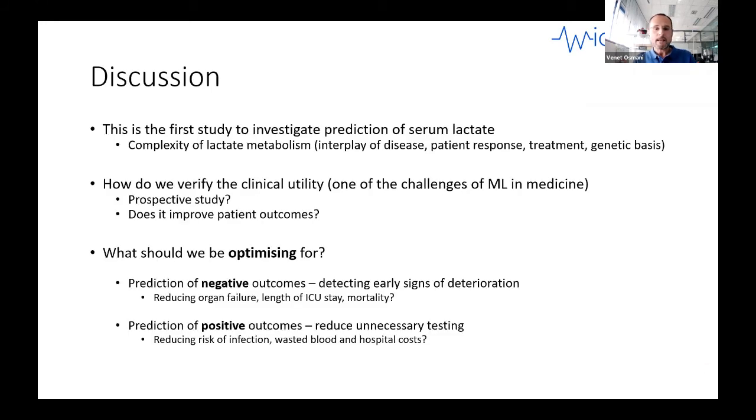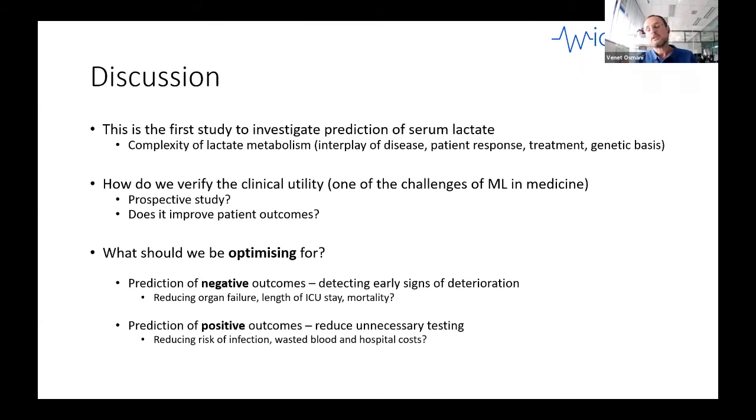Okay, so this is my last slide, and I want to stop a bit more here. This was the first study to actually investigate prediction of serum lactate. I think one of the things this study has shown is how complex lactate metabolism is, because it depends on the disease the patient has, response to therapy, treatment that has been administered, and perhaps it has a genetic basis as well.